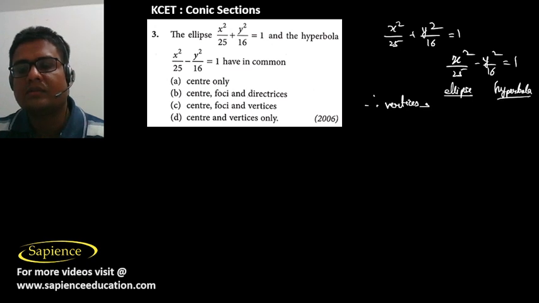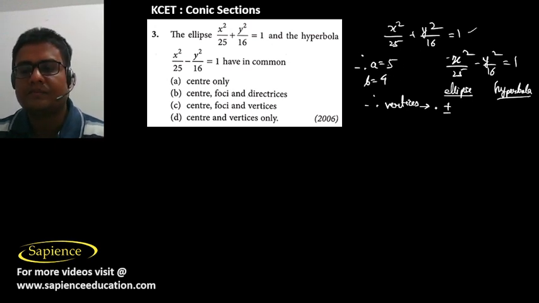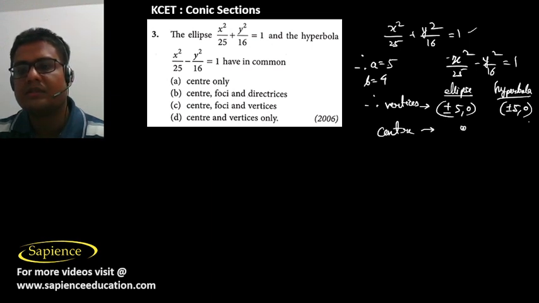So the vertices of the ellipse are plus minus a comma 0. Here a is the square root of 25, which is 5 for both the ellipse and the hyperbola, and b is equal to the square root of 16, that is 4 for both. So the vertices are plus minus 5 comma 0 here, and here also plus minus 5 comma 0, and the center is obviously 0 comma 0 for both the ellipse and the hyperbola.